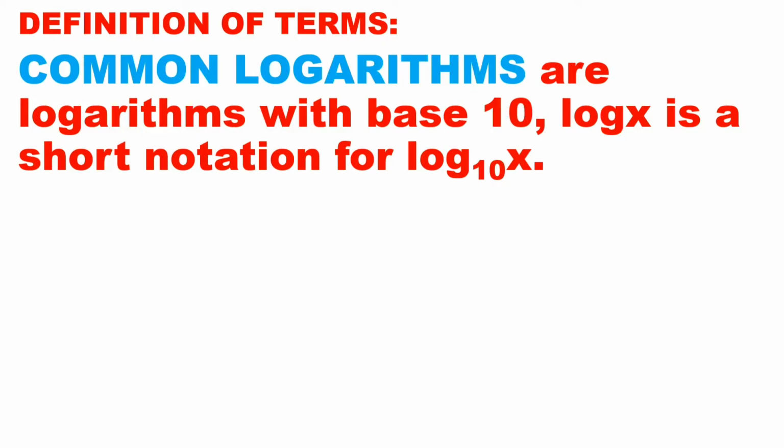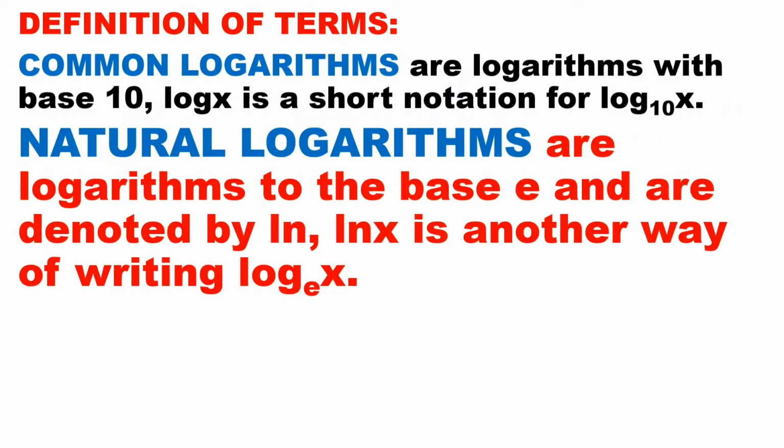Let's start with the following definition of terms. Common logarithms are logarithms with base 10. Log x is a short notation for log of x with base 10. Next, natural logarithms are logarithms to the base e and are denoted by ln. Ln x is another way of writing log of x with base e.